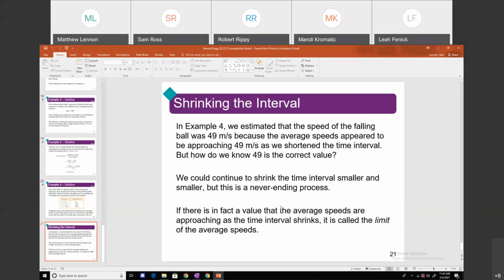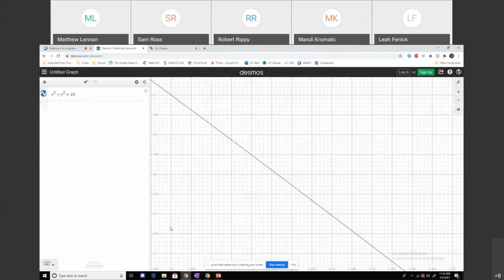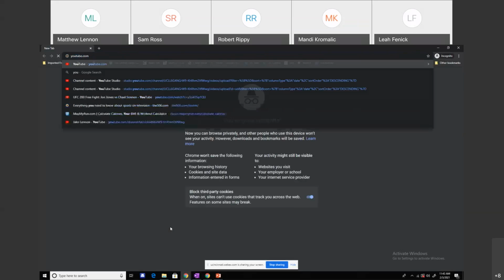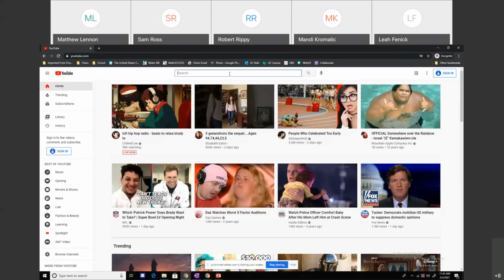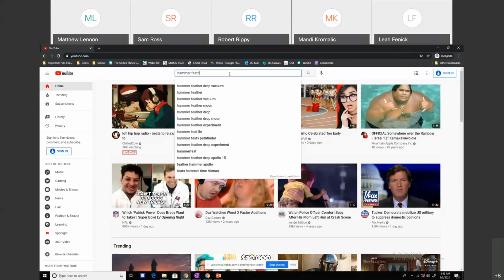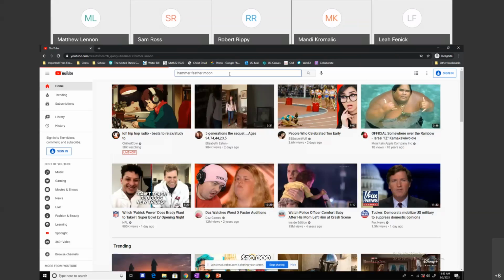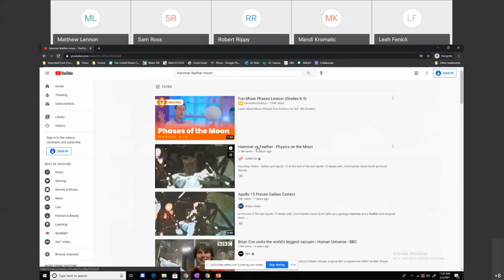Yeah, so if you've never seen it before, I just wanted to show you maybe that moon thing that I was talking about with the hammer and the feather from the Galileo experiment. So why don't we have a look and see? Let's just type in hammer, feather, moon, and we can see the picture here.